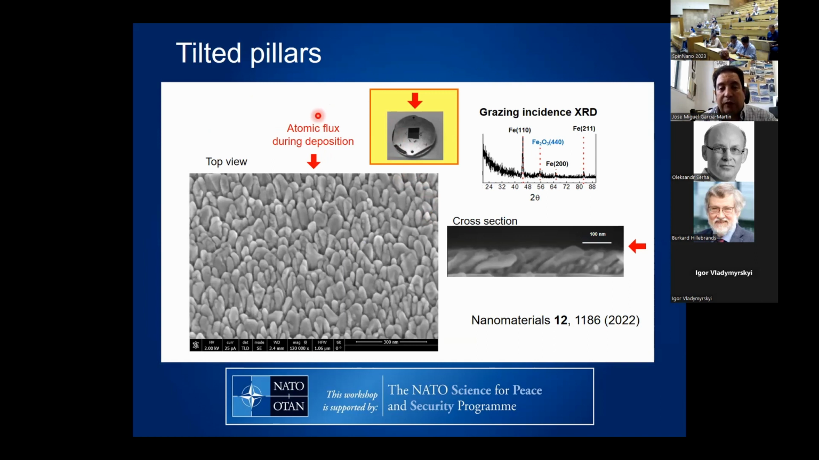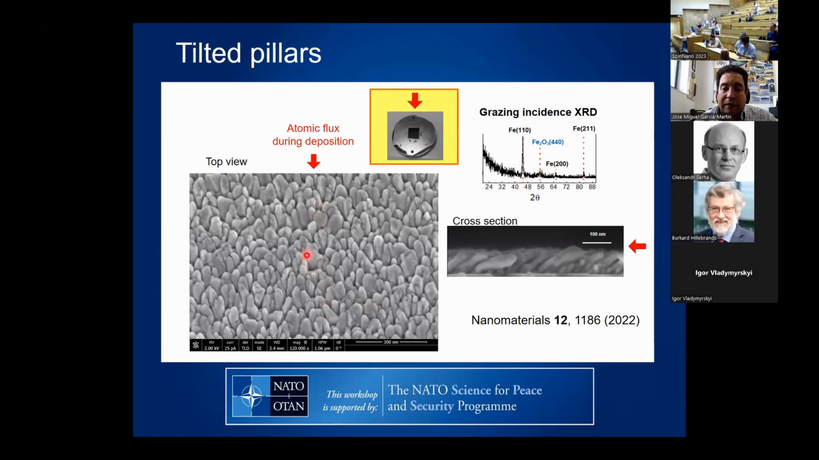You can see that was the direction of the atomic flux during the deposition, so the nanopillars are tilted towards that direction. This is a top view image, this is a cross section, and the material is iron. Well, of course, when we remove the sample from the vacuum, the outer shell, the outer part of the pillars become oxidized. So we have a small peak in X-ray of oxide that is coming from the outer shell of the nanopillars, whereas the core of the nanopillars is made of iron.